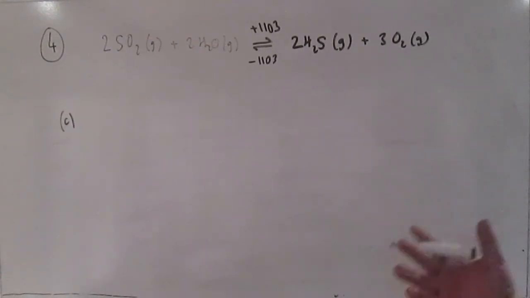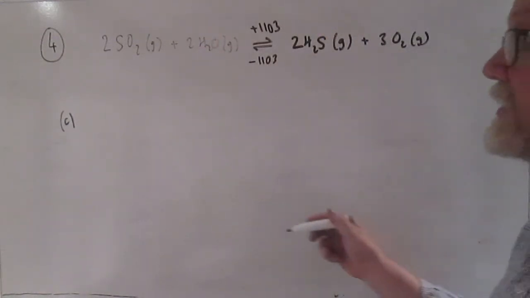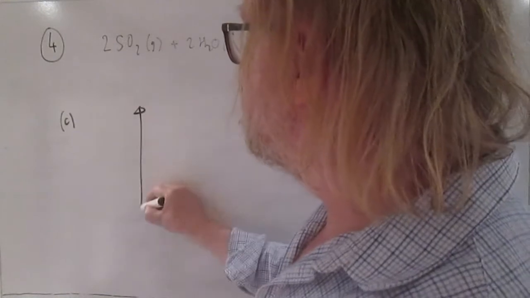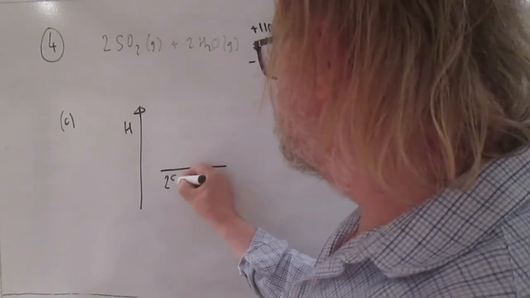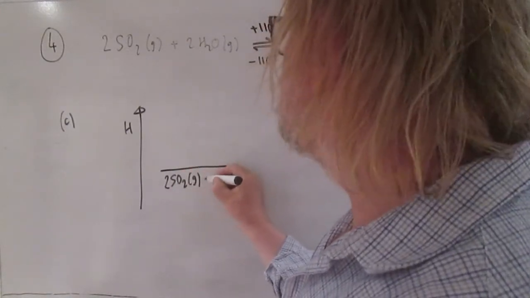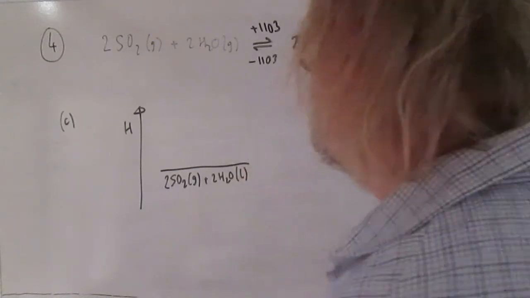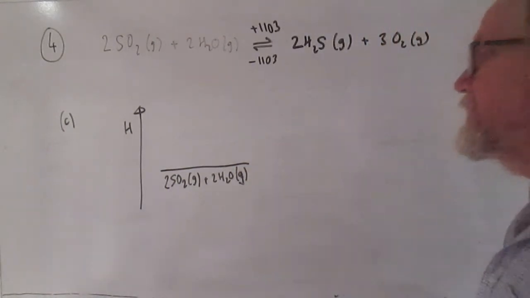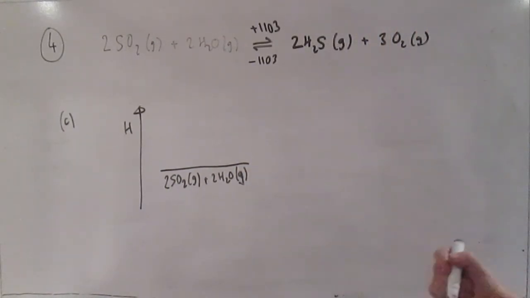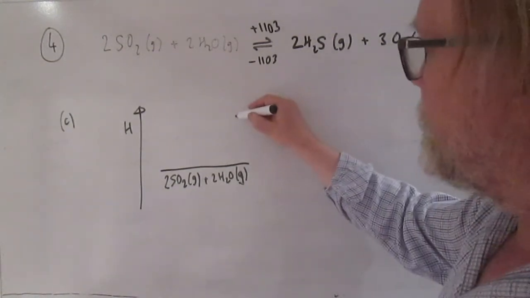Okay, so part C wants yet another enthalpy profile diagram, but this one is a little bit different because it's endothermic in the forward direction, which the ones you did earlier in the exercise were not. So we've got enthalpy here, we've got 2SO2 plus 2H2O as our left-hand side reactants there. Sorry, that's gas, not liquid. It's steam, not liquid water. And it's endothermic going forwards, which means that we're going to a higher enthalpy level. It's a positive delta H.